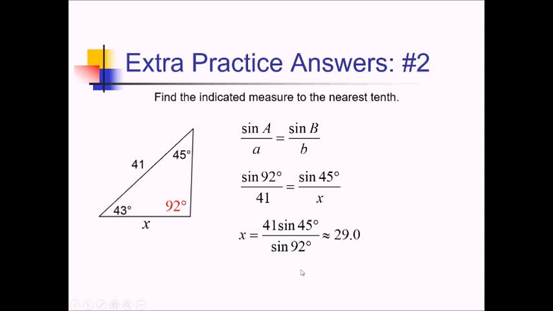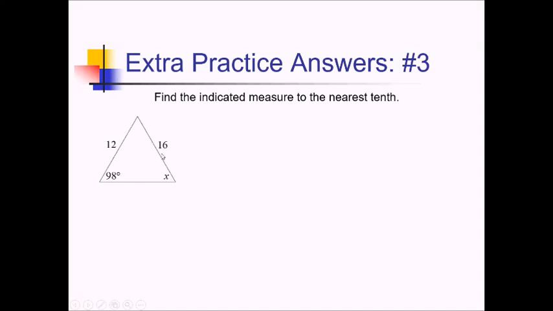To find this missing angle for the triangle, since it's not a right triangle, but I do have an angle and a side that are across from each other that I know, I can use the law of sines. Sine of A over A equals sine of B over B. So let's start with the pair of angles and sides that I know. We'll do sine of 98 degrees over 16. And that's going to equal sine of x, that's the angle we're missing, over 12.